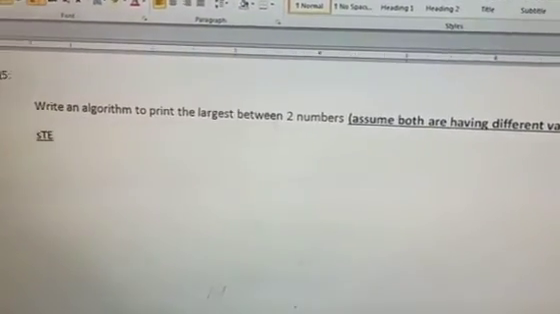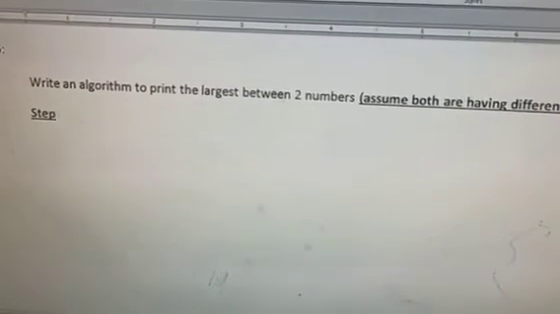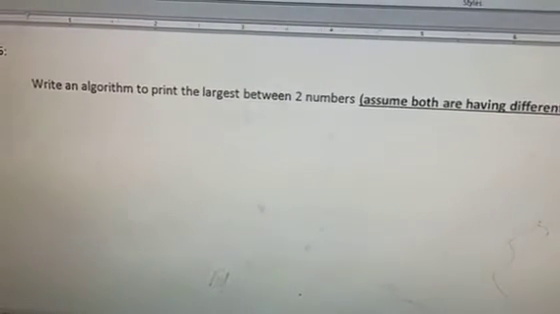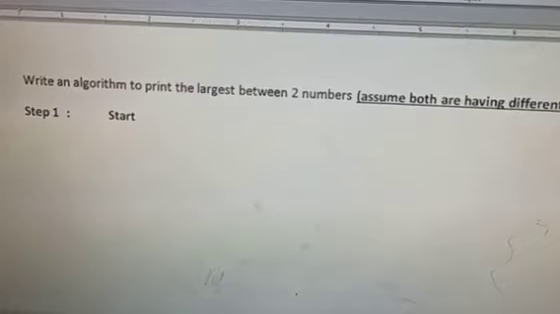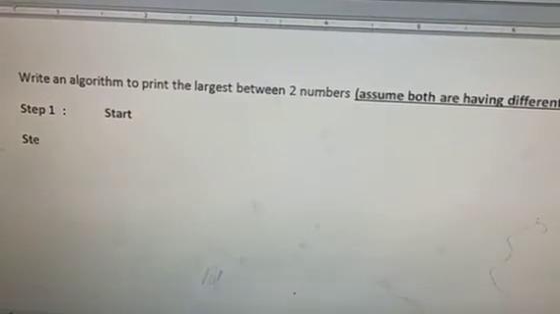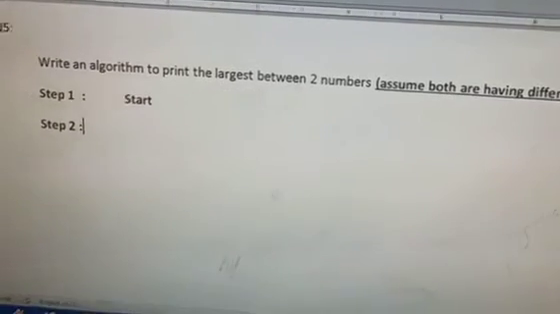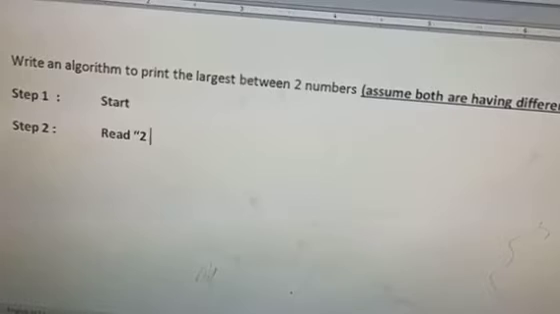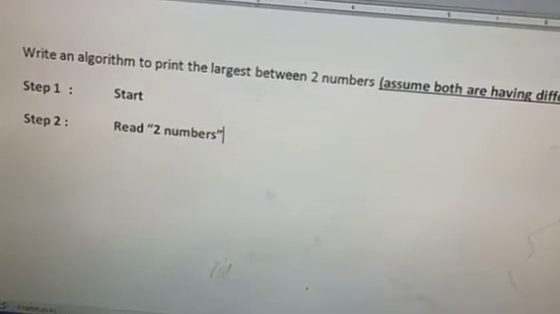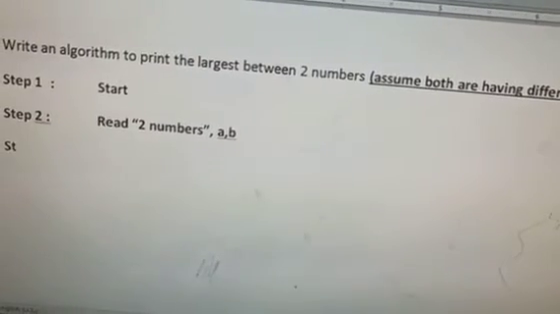So as usual we will start from step 1. This everybody knows. So step 1 will always be start. Now the step 2, read two numbers A and B, right?